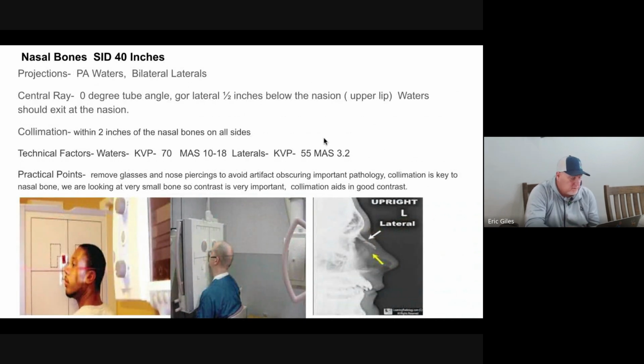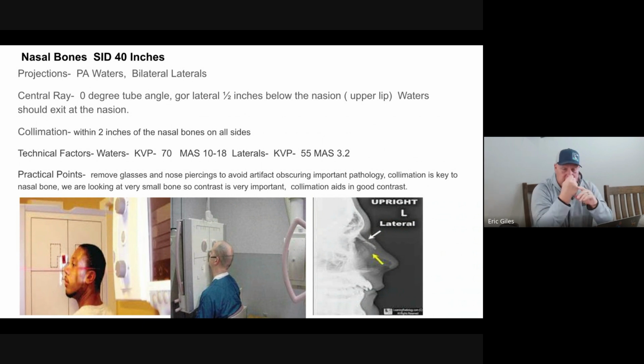Nasal bones, we do those very seldom, but they're kind of fun to do. We're just going to do a PA Waters. Same thing. Patient's head out of the water, right? And the nose against there. We're going to collimate down a little bit to the nasal passages. And then we're going to do 2 laterals. We're going to do a right lateral, and then we're going to flip their head and do a left lateral.